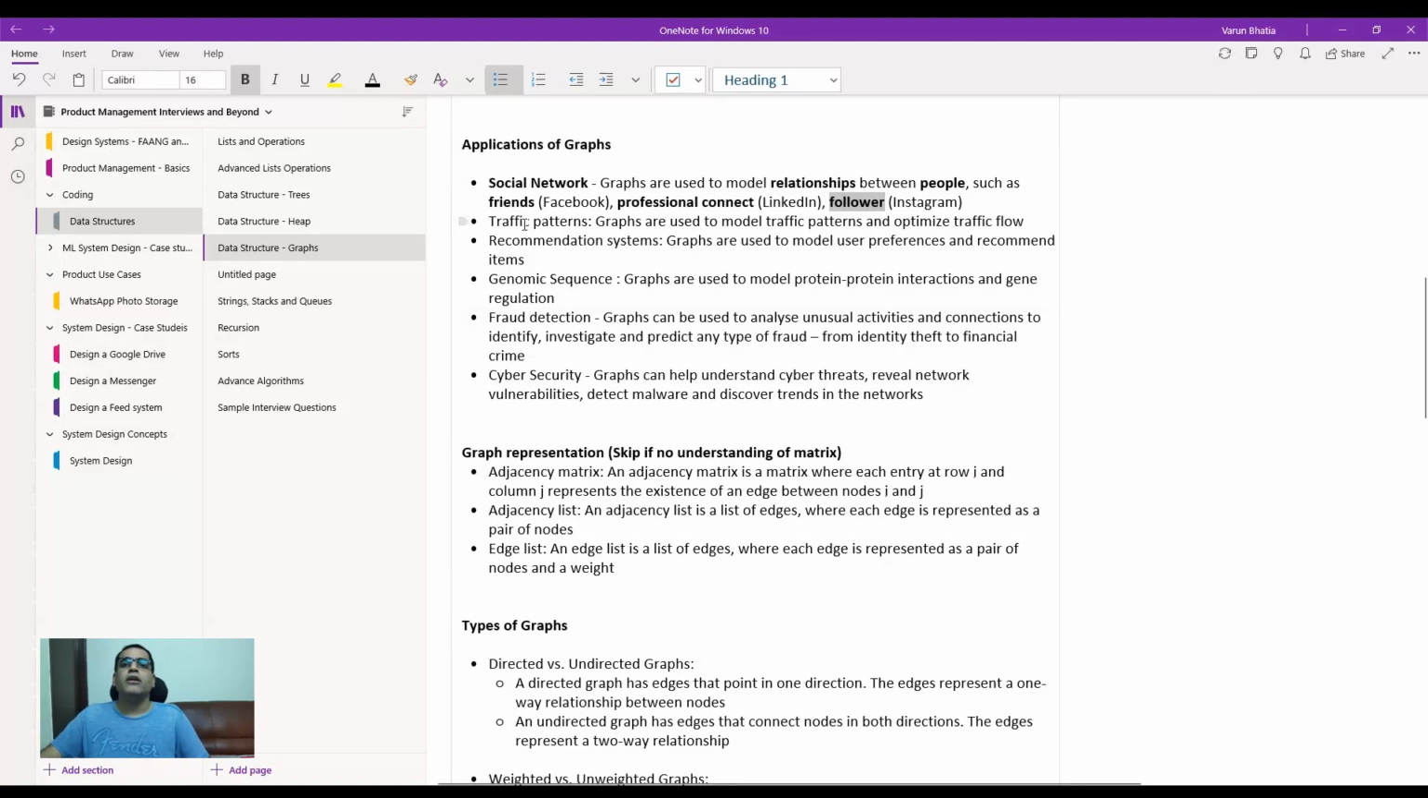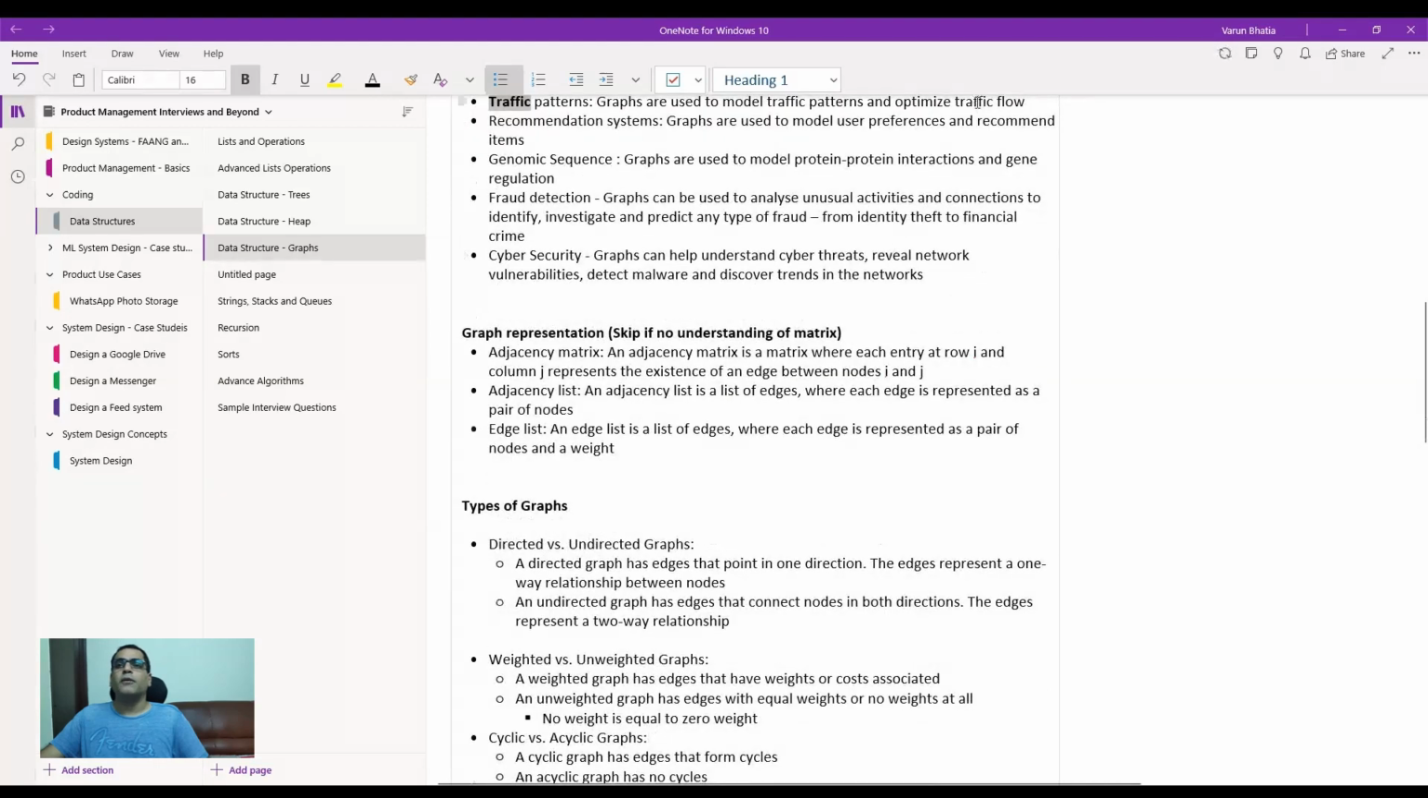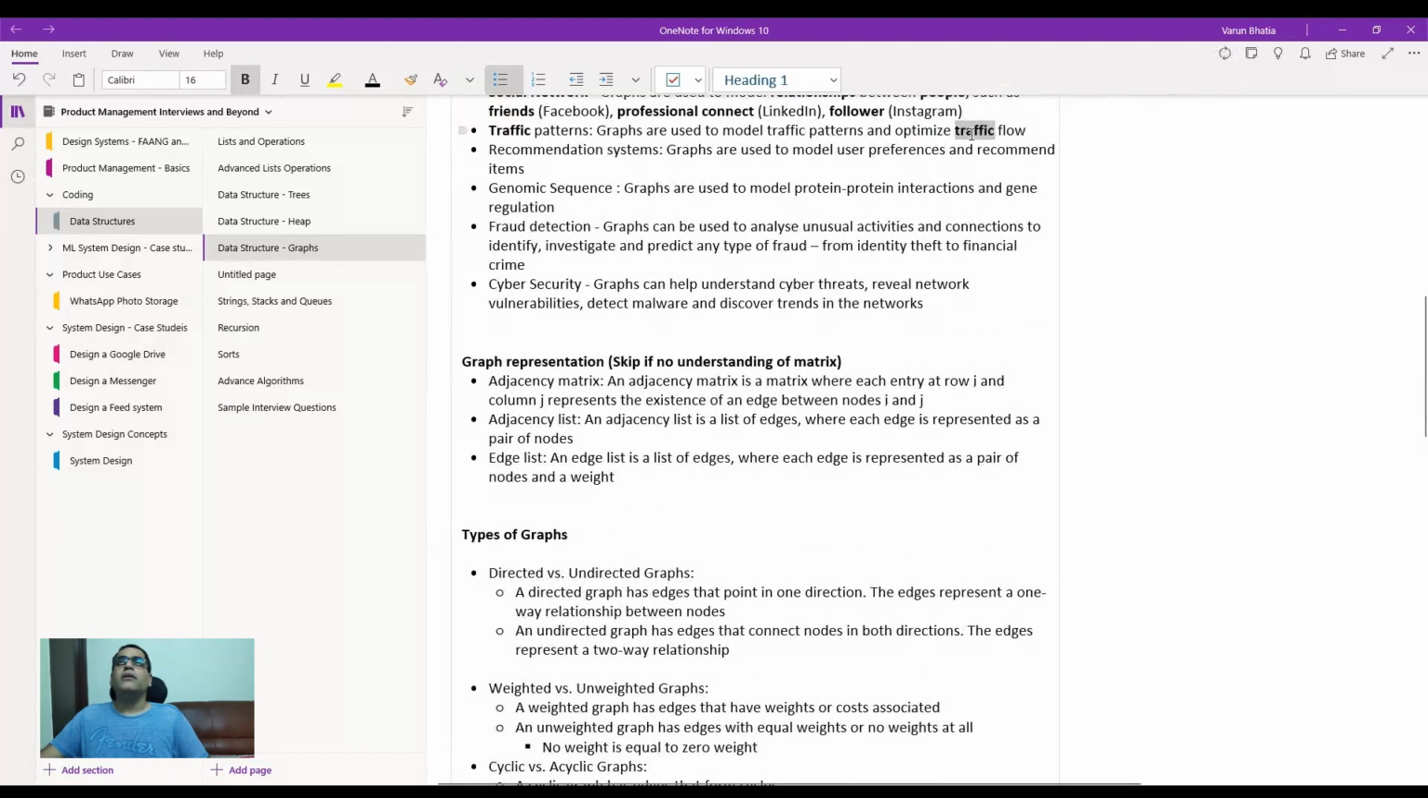You can also model traffic patterns. Graphs are used to look at traffic patterns and optimize the traffic flow. Companies like Uber, Lyft, and even most of our food tech and delivery companies will use graphs in their underlying data. They are not specifically looking to model traffic patterns, but they are looking to identify routes that are optimal from a delivery standpoint, for example. What is the shortest path between point A and point B? That will be implemented using a graph.